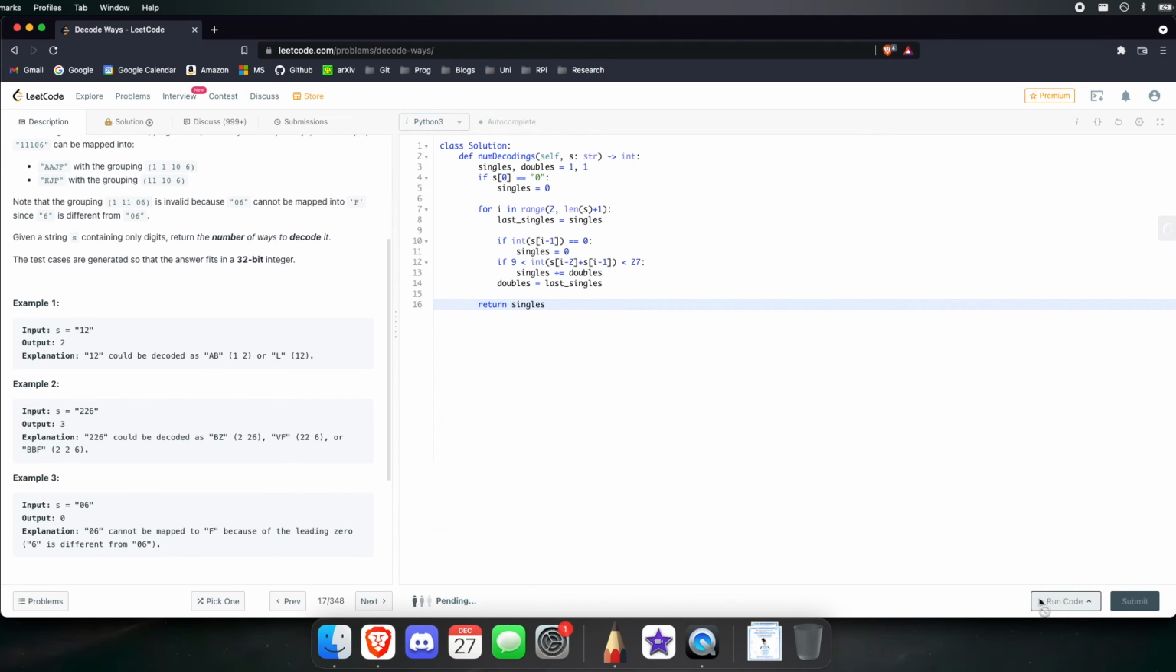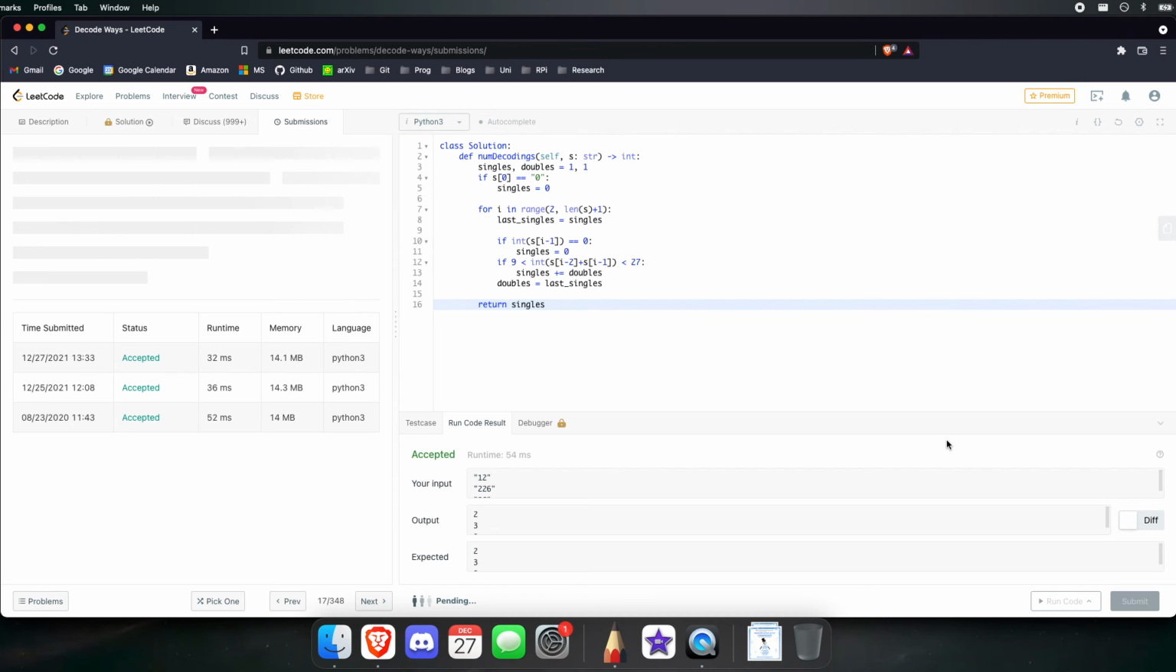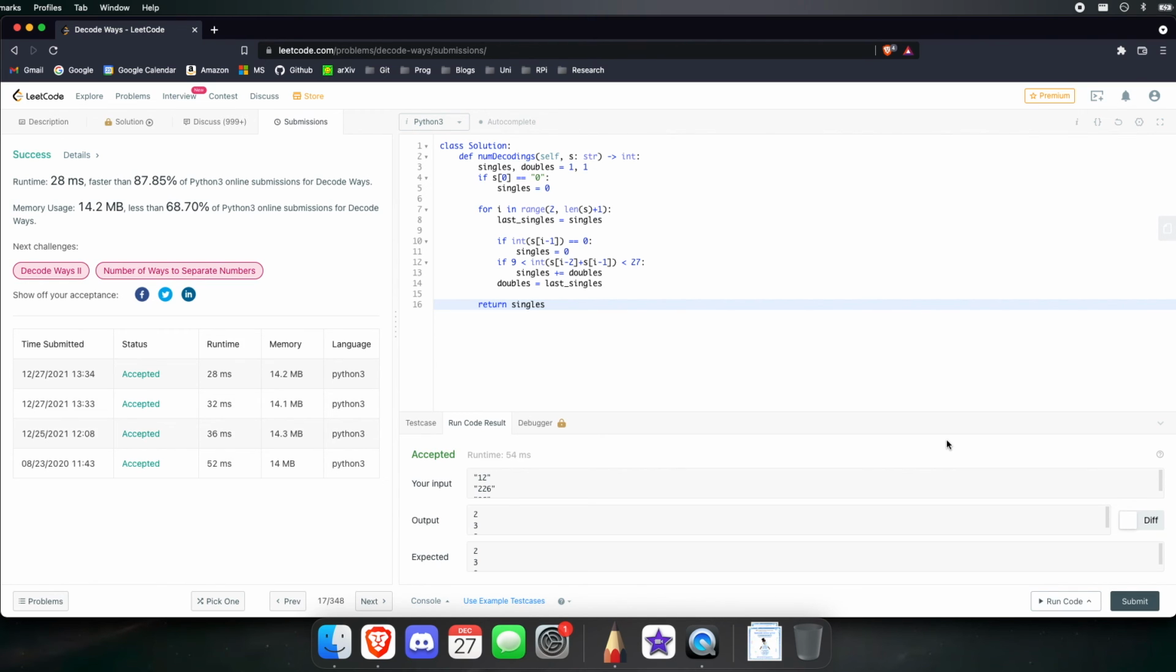So now let's run this code, see if it works, see if I made any mistakes. Doesn't. Let's try some more test cases. And now we can submit. And it gets accepted. Perfect.